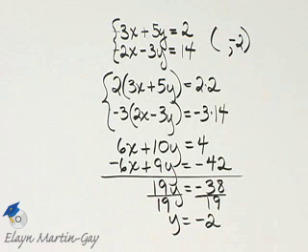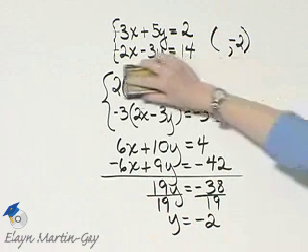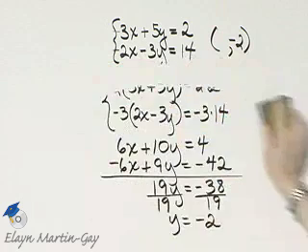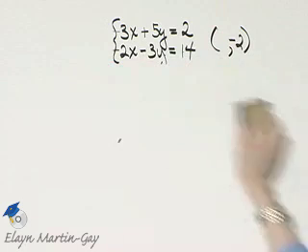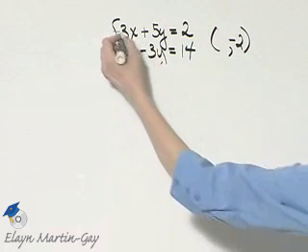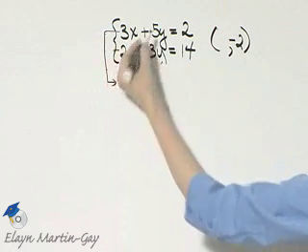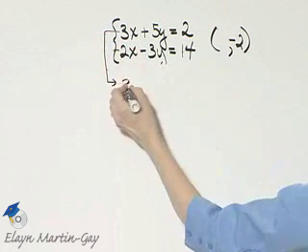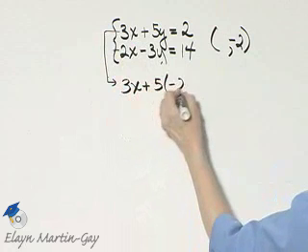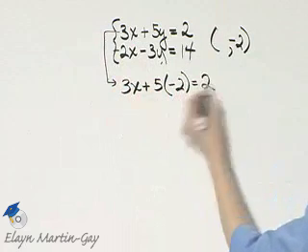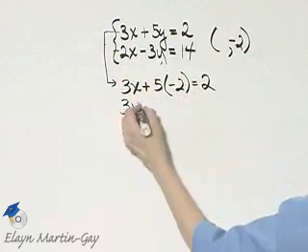Now, how do we get the corresponding x value? Choose any original equation. You can actually choose any of these equations that you've multiplied through by because they are all equivalent. And let's find the corresponding x value. I'll simply choose the first equation. 3x plus 5 times, we know y is negative 2, and now let's solve for x.